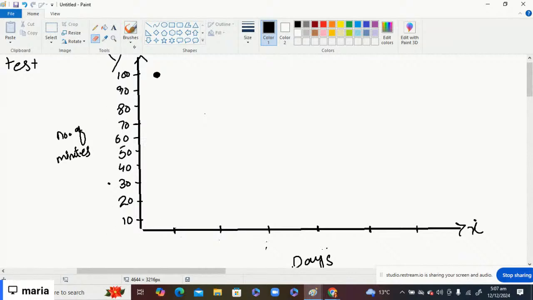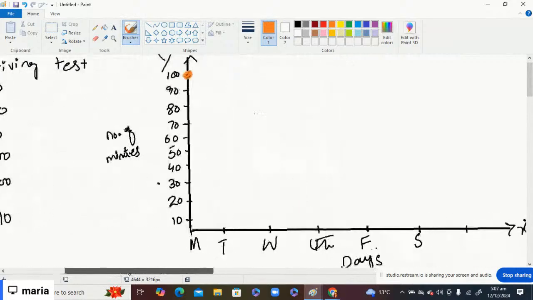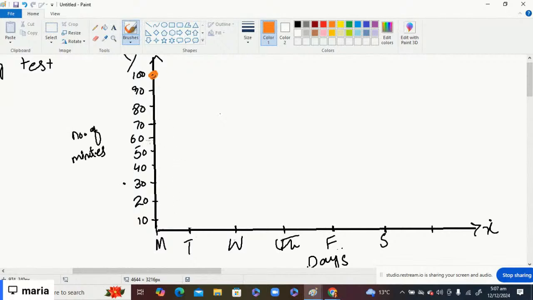I just put it. Here is Monday, Tuesday, Wednesday, Thursday, Friday, and Saturday. Monday, it's 100, it means it's here. Let's mark another. Now for Tuesday, it's 60. Here it's Tuesday, and where is the 60? Here it's 60. So here you mark for the Tuesday.